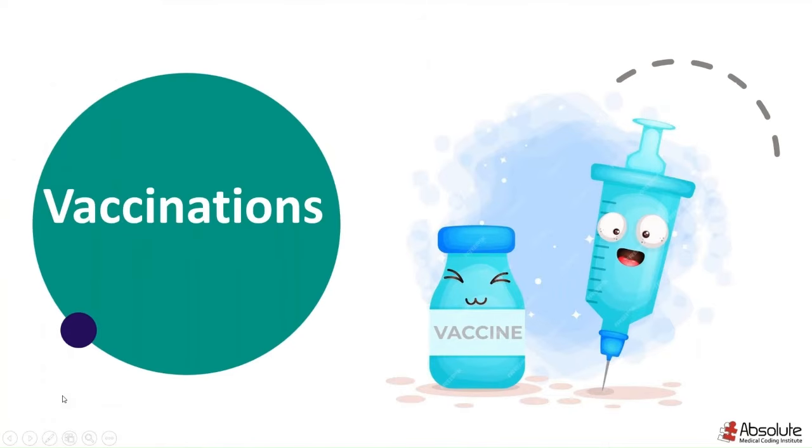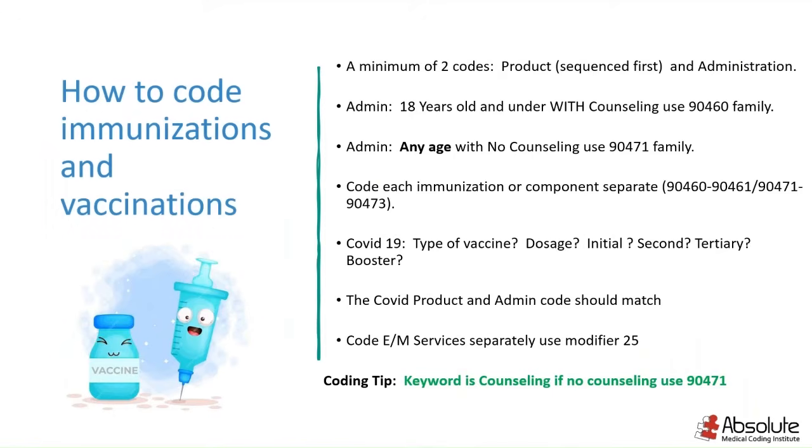And now let's move on to the vaccination and let's review some of the vaccination guidelines. So how to code an immunization and vaccination. So here are your guidelines. A minimum of 2 codes is required, as we have just reviewed in the previous slide. One is a product, which is sequenced first, and second one is going to be the administration code.